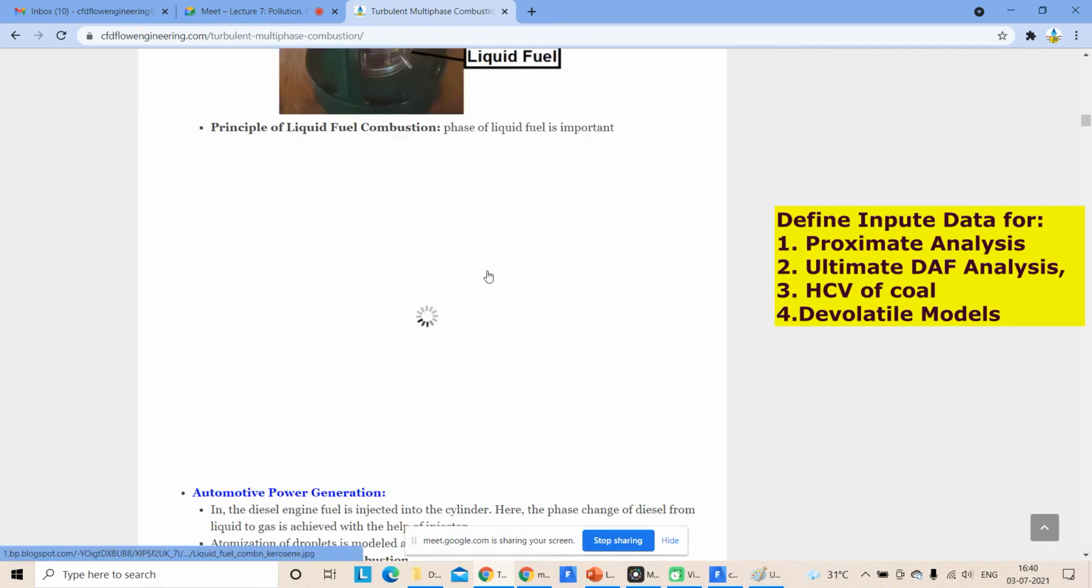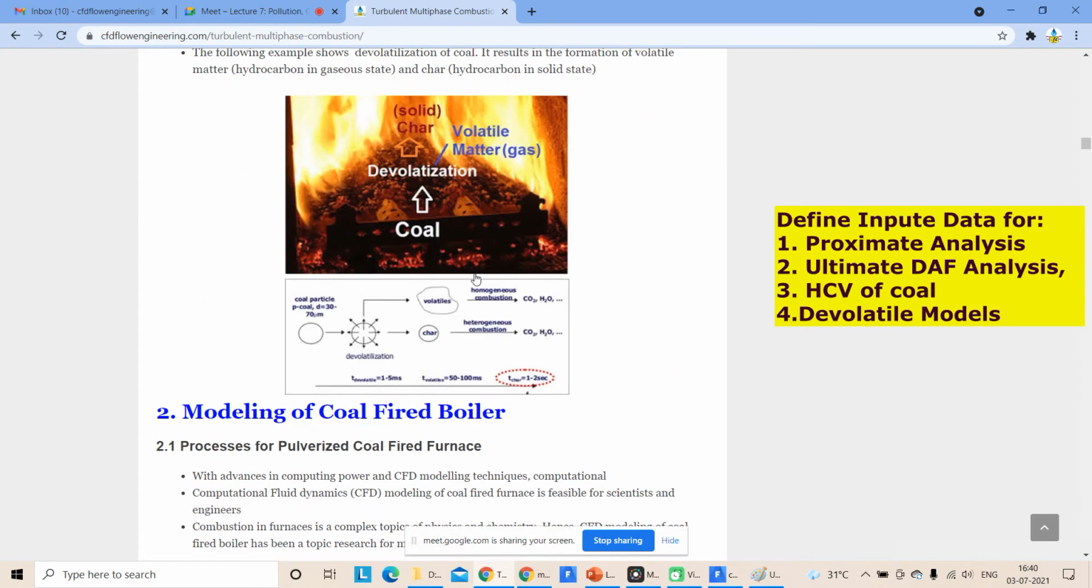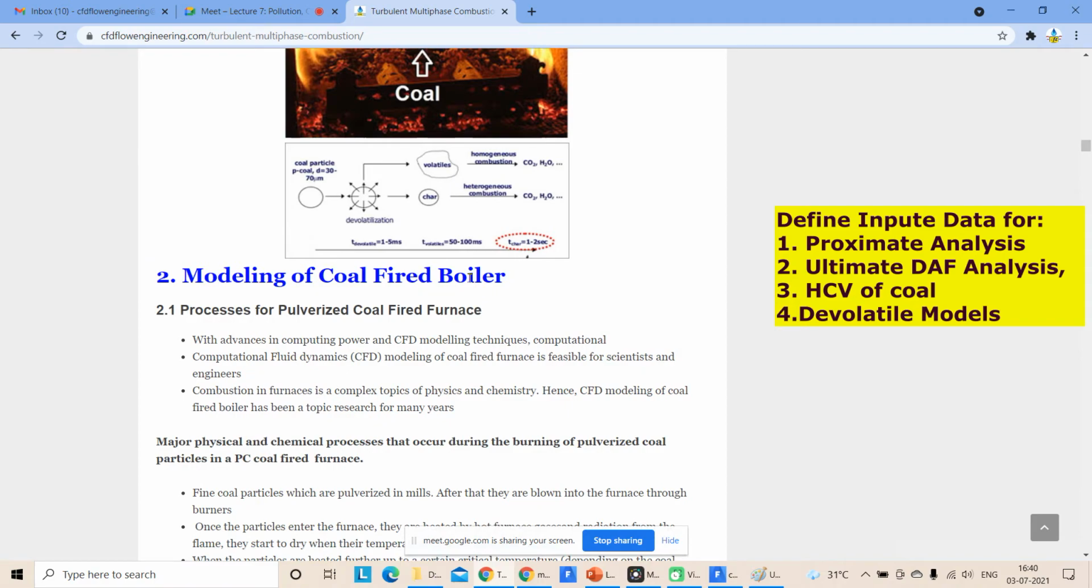Go to the solid combustion section. Here I have presented coal. There is a formation of devolatilization, that is, volatiles. The volatile content is hydrocarbon gas phase that reacts with O2 and gives CO2 and H2O. Then the carbon in the solid state, in the char, reacts with the surrounding oxygen in the gaseous phase, and that combustion is called heterogeneous combustion. That reaction happens at the surface.